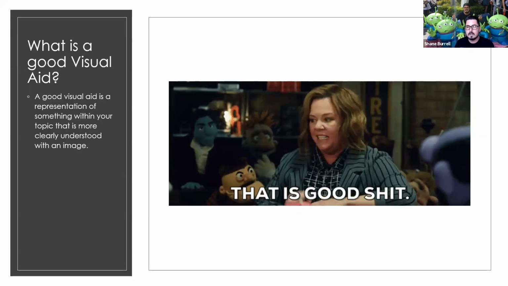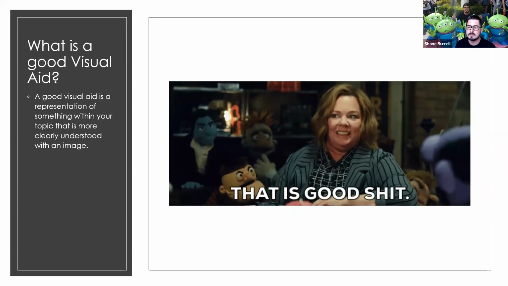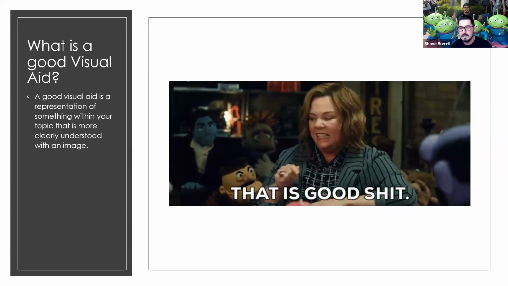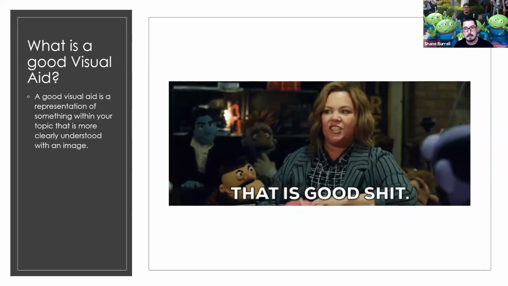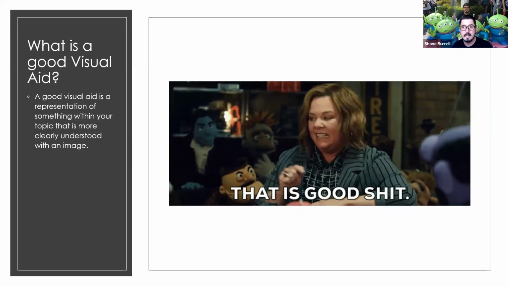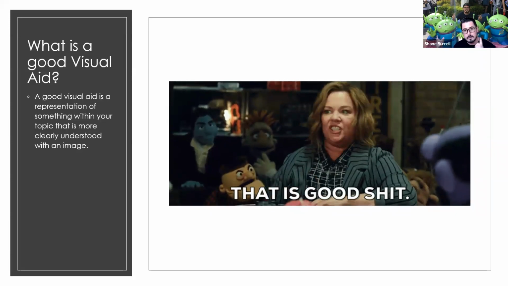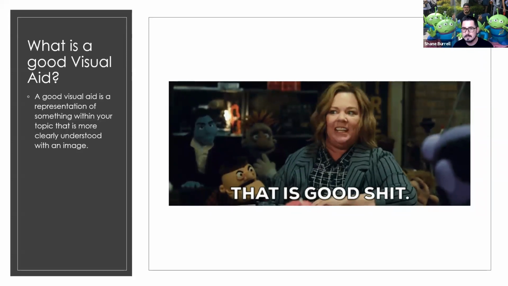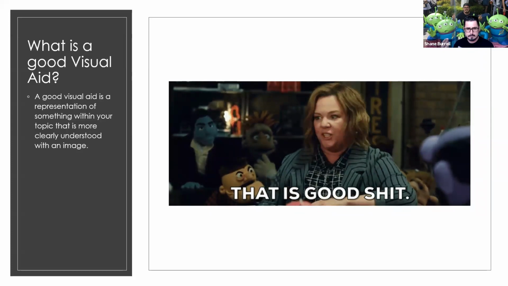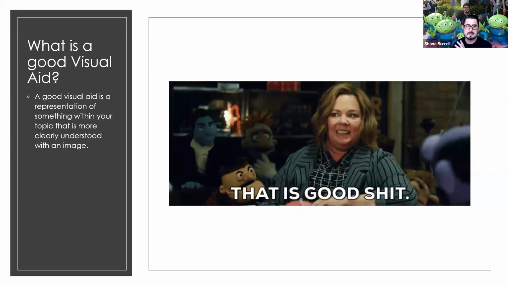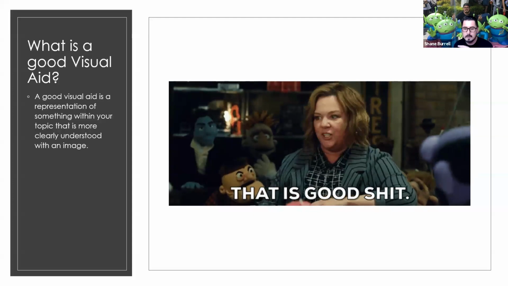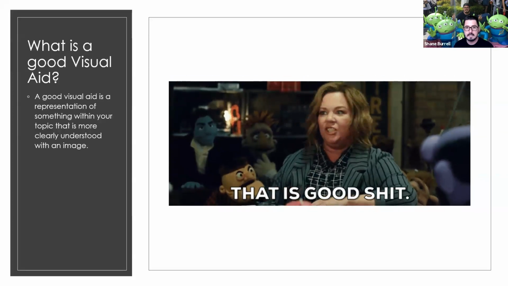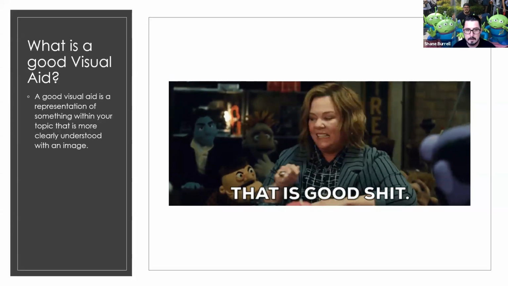Anyways, a good visual aid is a representation of something within your topic that is more clearly understood with an image. So if we're talking about my virtual backgrounds, and I'm talking to you guys about Tokyo and my experience in Tokyo, I'm going to show you all of the photos that I have from Tokyo. You can talk about it and say that you've been there, but the best way to show your experience is through photos and pictures. Using those types of visual aids helps you understand and gives a feeling and representation of what that is, okay?